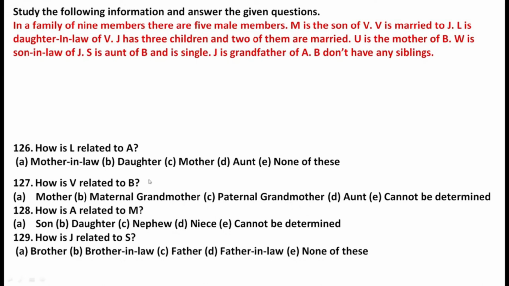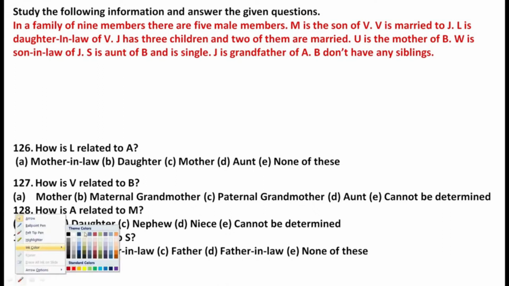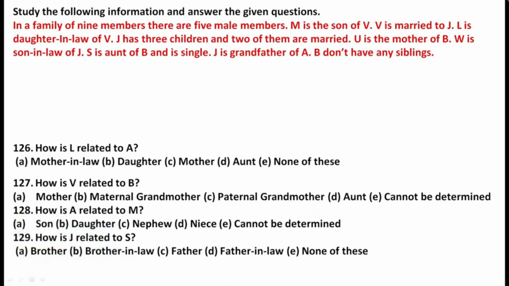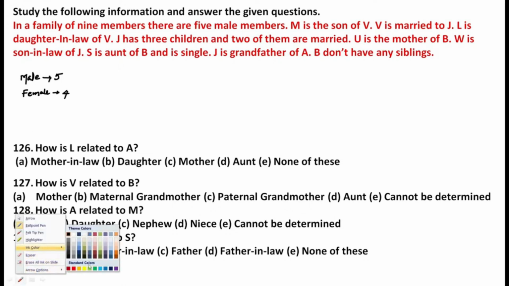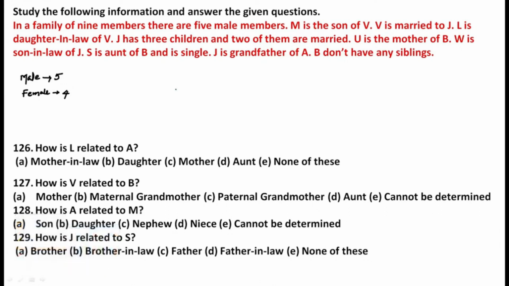In a family of 9 members, so we need to arrange 9 members in the diagram. In the family of 9 members, there are 5 male persons. The numerical data is most important. So the number of male persons is 5. Out of 9, 5 are male and definitely the female persons are 4. Now we can conclude these two pieces of information. The next one, we'll go for the information, guys.